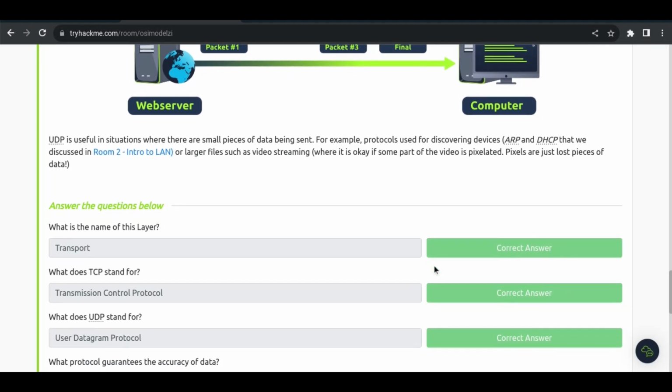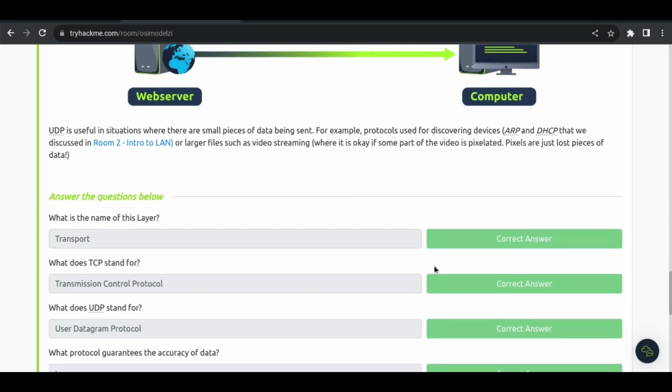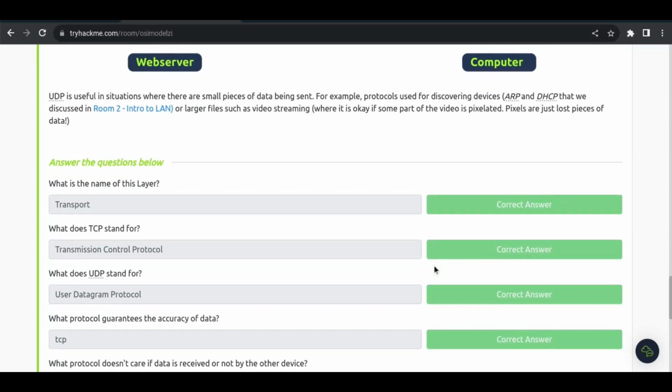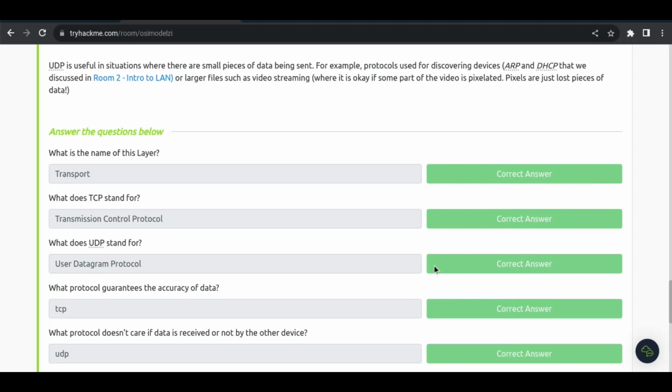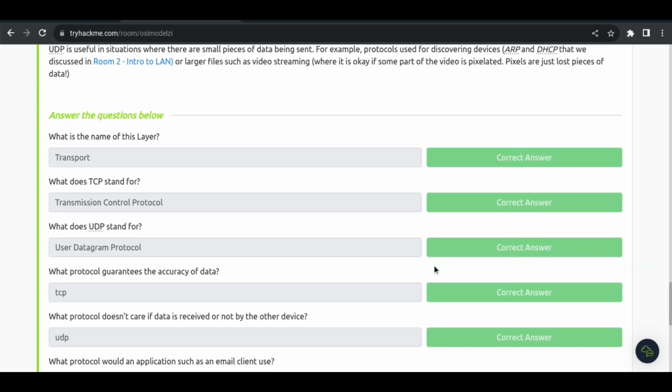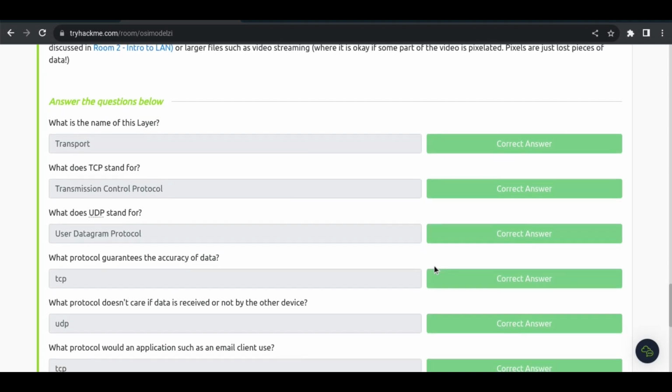Moving on now. What protocol guarantees the accuracy of data? And that is TCP. Next question. What protocol doesn't care if data is received or not by the other device? And that's UDP. Moving on. What protocol would an application such as an email client use? And that is TCP.